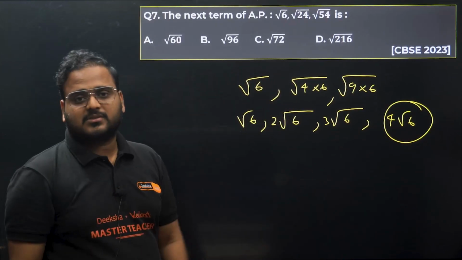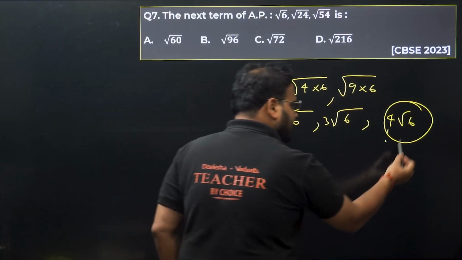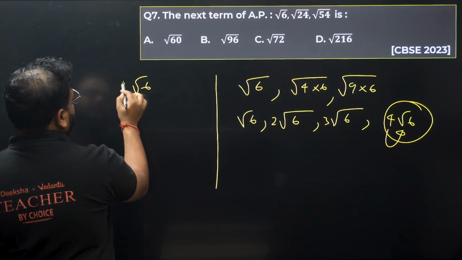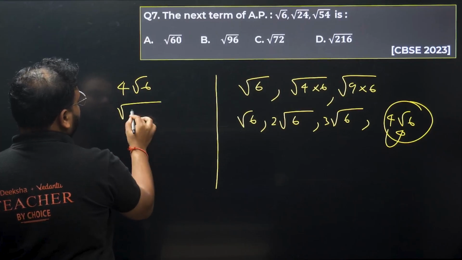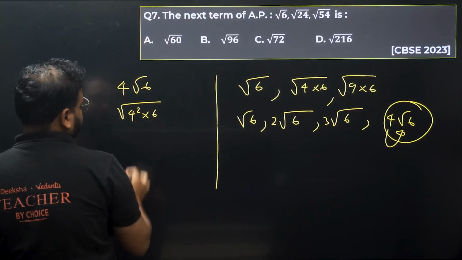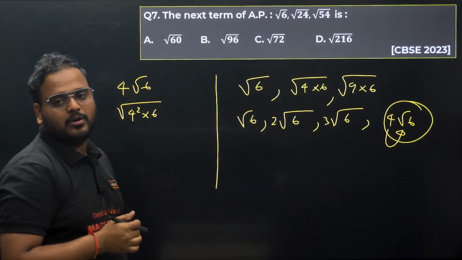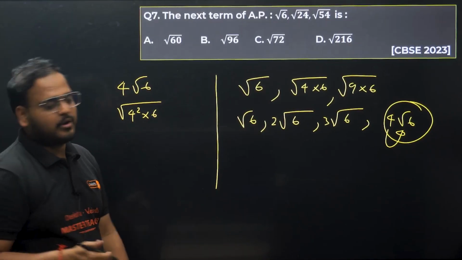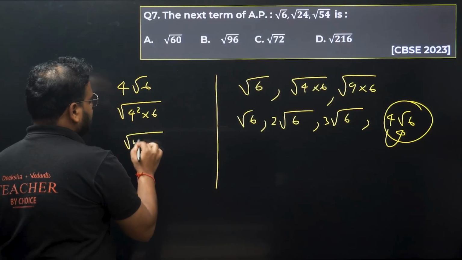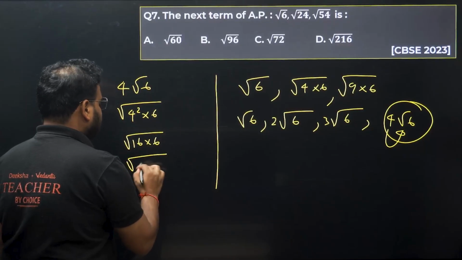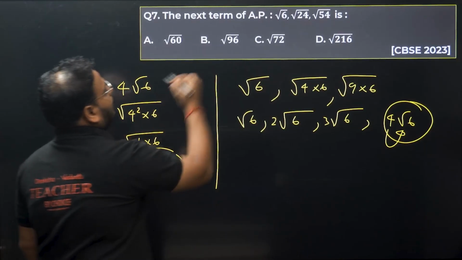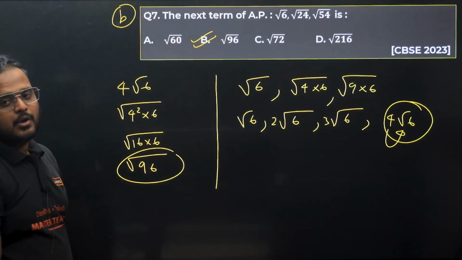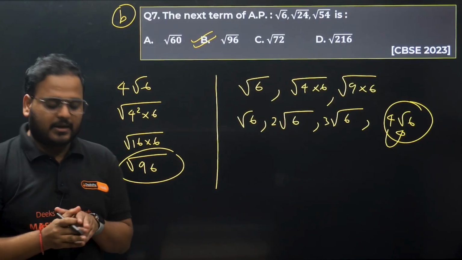There's no option as such, so we have to bring this 4 inside the root. Please check. 4 root 6: bringing 4 inside, it will become 4 square into 6. If you take it outside of the root, it becomes the square root of that; if you bring it inside, it becomes the square of that. So I have 16 into 6, which is 96. Option B is correct. The answer is root 96. Please check.